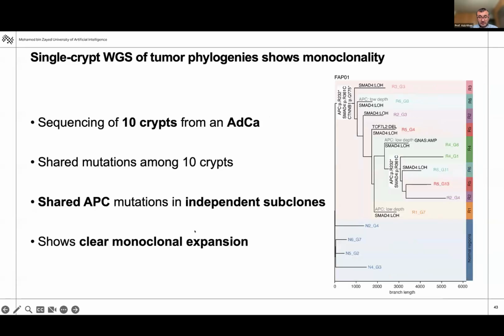And on the other side, with the polyp which is already cancerous, we see a different story. There are a lot of shared mutations among these 10 crypts. You can see there is one event happening very early on. This is the APC event, and that event is shared across all of these. There is some independence of clones for sure, but that APC event is in all these clones, and this shows clear monoclonal expansion. So what this suggests is that cancer starts as polyclonal, and then there is a transition phase where one clone takes over, like a clonal sweep, and then monoclonal expansion happens.